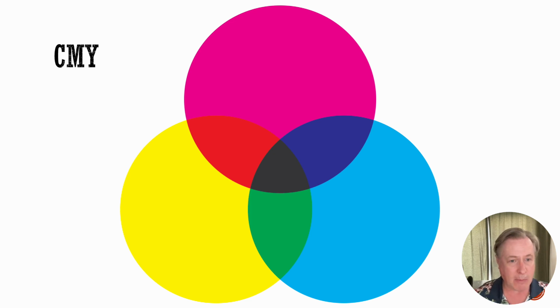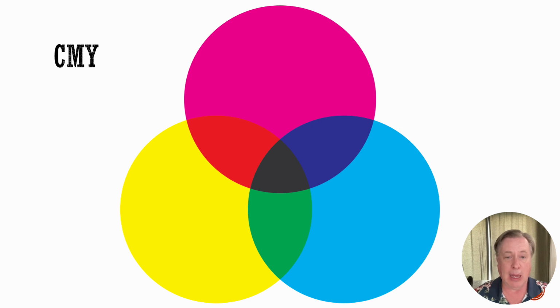What the subtractive model does is it takes a white substance, like a canvas or a piece of paper, and when you apply a pigment to that substance, it is blocking light from being reflected back at your eye. And so this is actually subtracting the wavelengths of light that reach your eye by applying a pigment. And when we mix these pigments together, we get different colors.